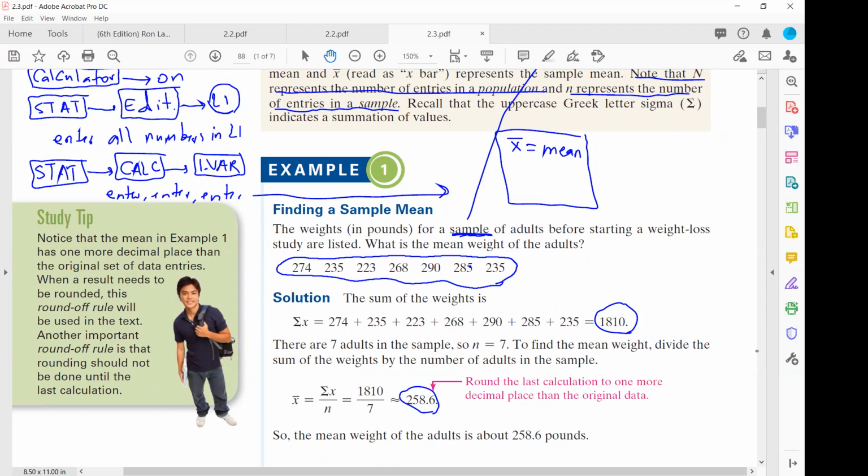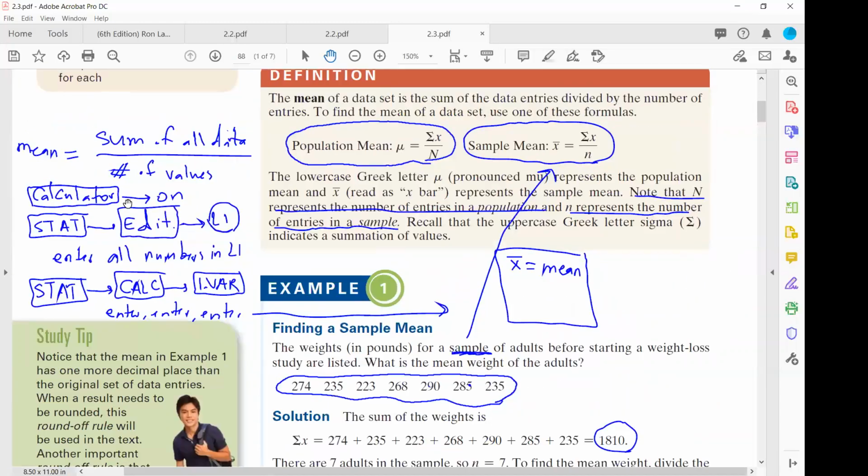Any question here? If you have access to your calculator, please practice using your calculator. Go to Stat, go to Edit. In L1, enter all numbers. So you have 7 entries, 274, 235, 223, and so on. Then go to Stat, Calc, one variable, enter, enter, enter, and find X bar.